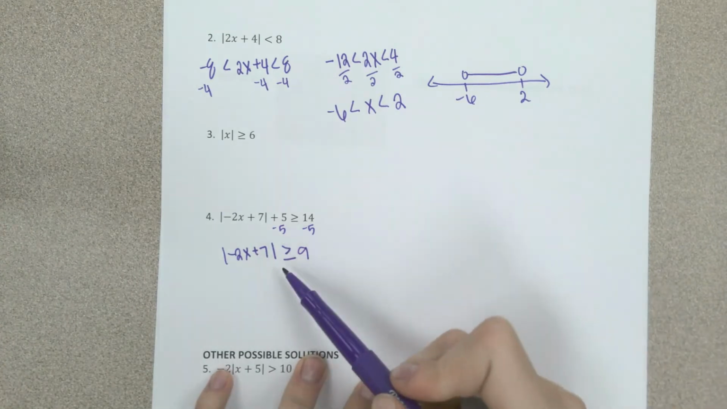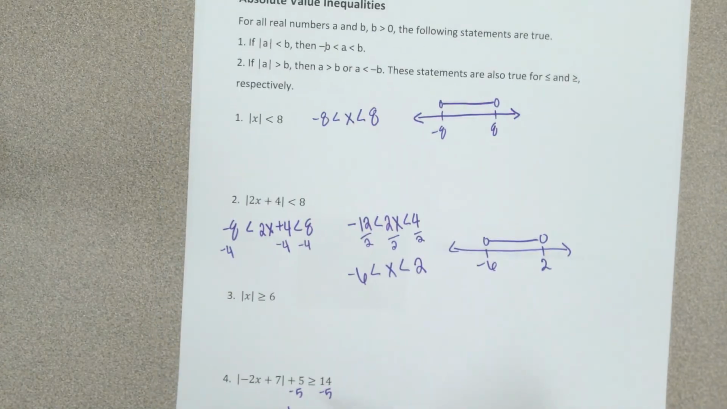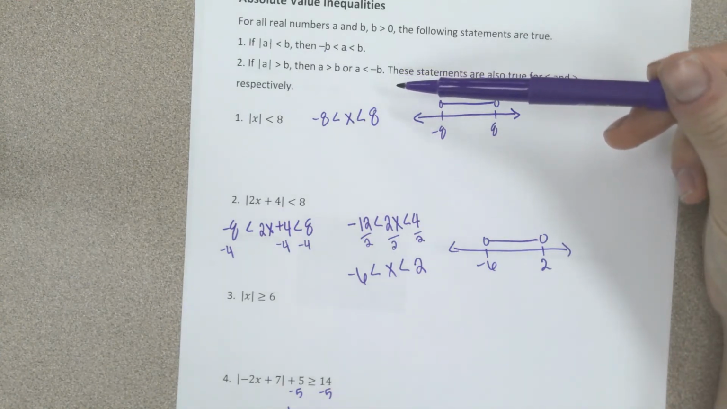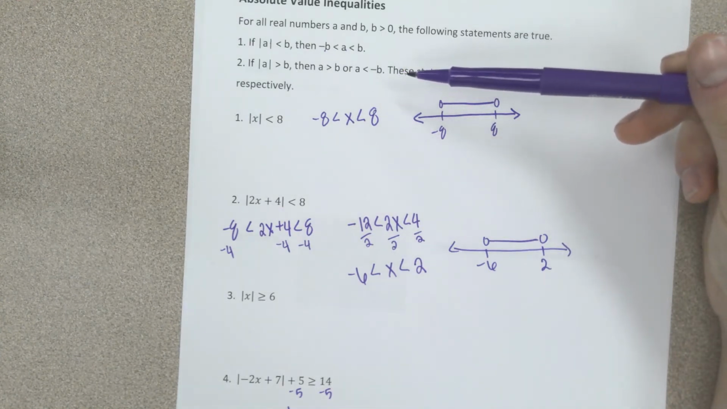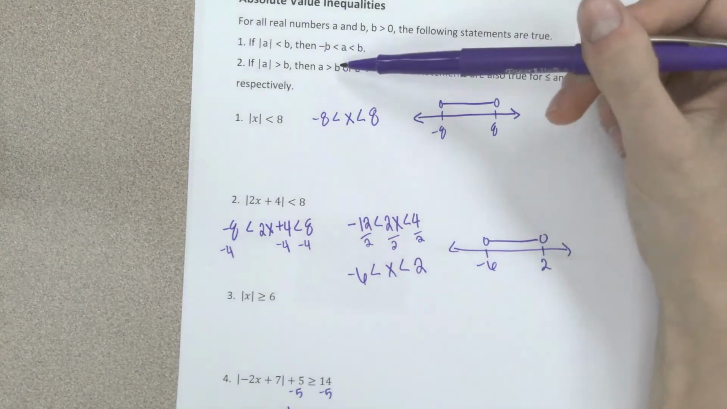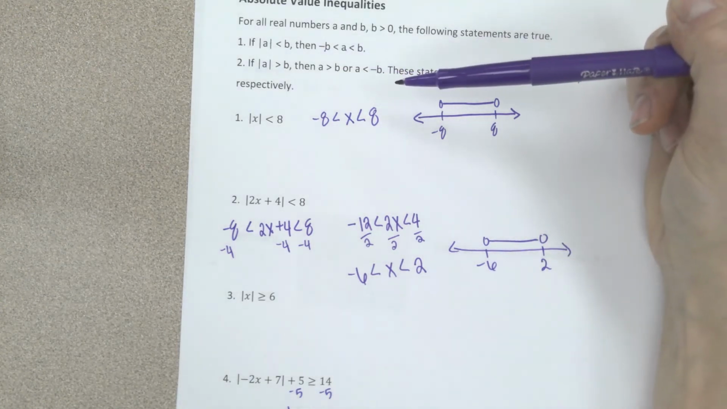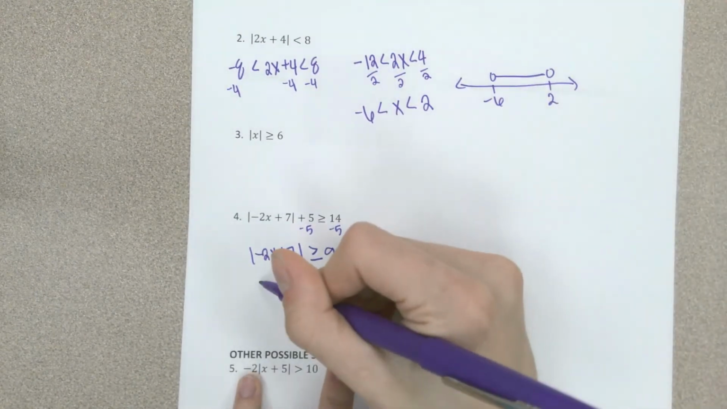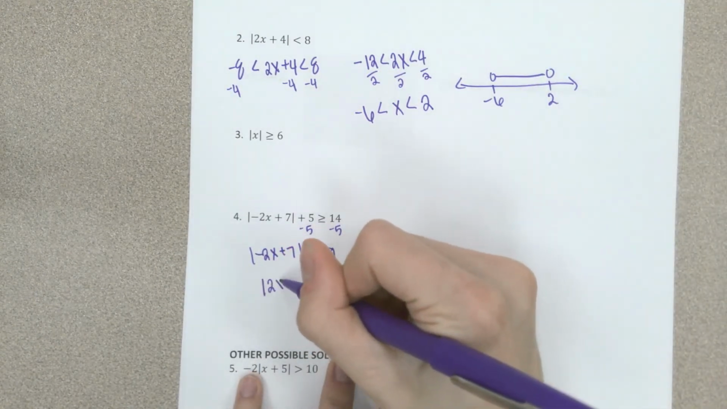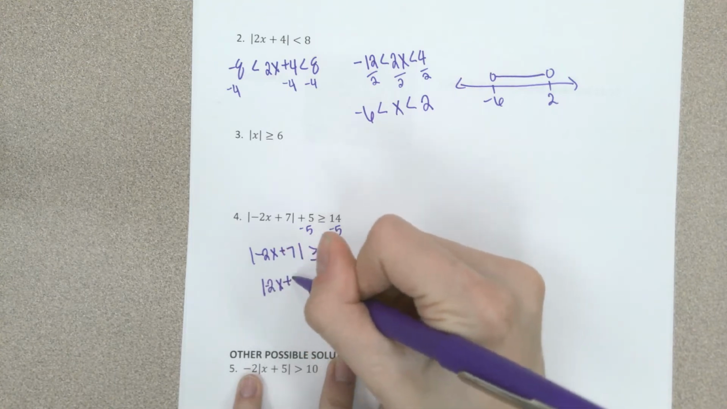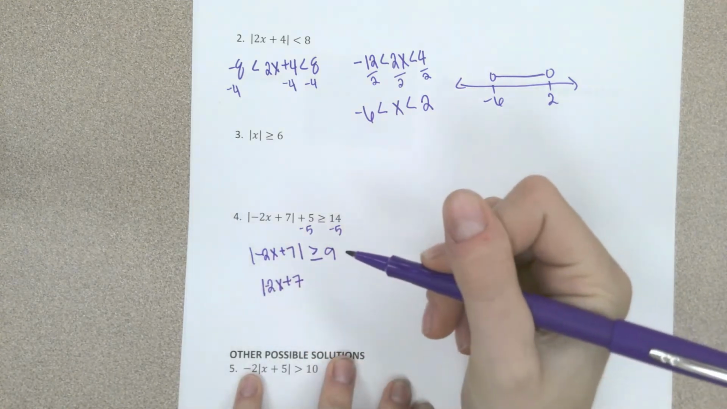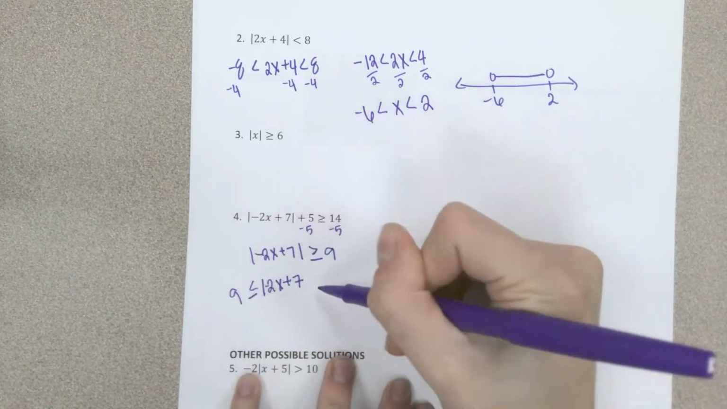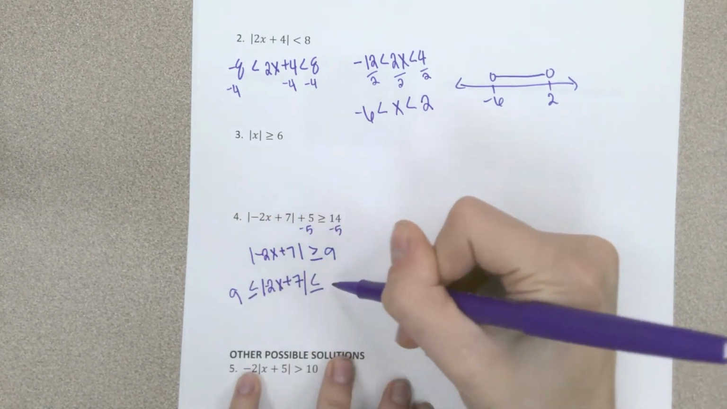Okay, so this is in the form of number 2 here. If the absolute value of A is greater than B, then A is greater than B, or A is less than negative B. So we'll have negative 2x plus 7 is greater than or equal to 9 or less than or equal to negative 9.